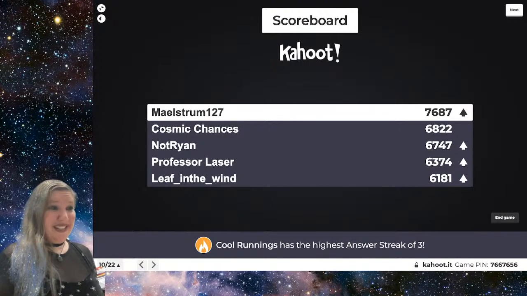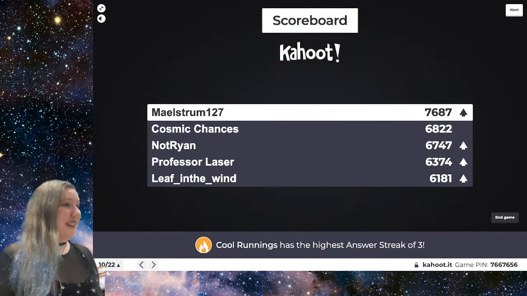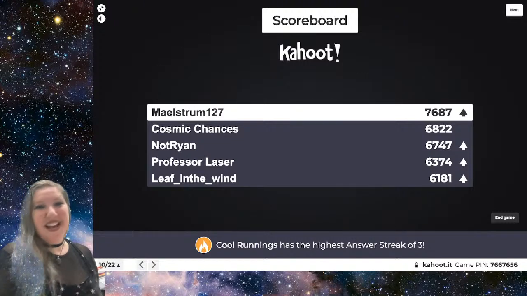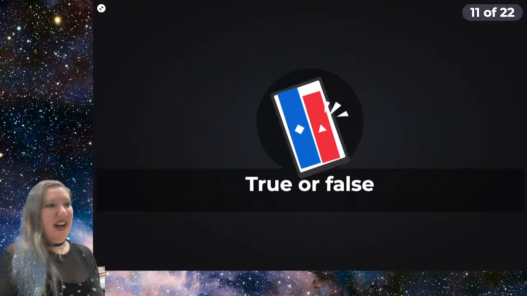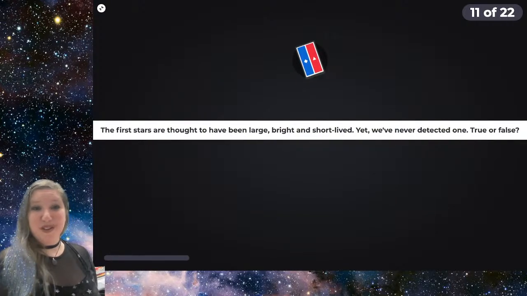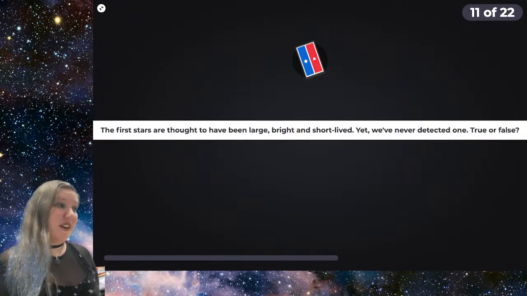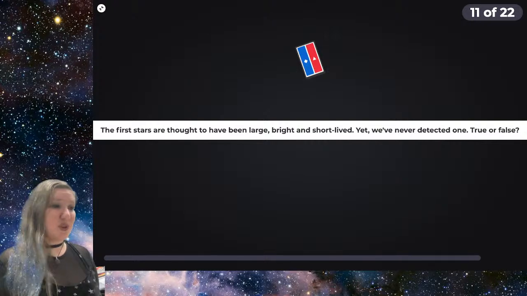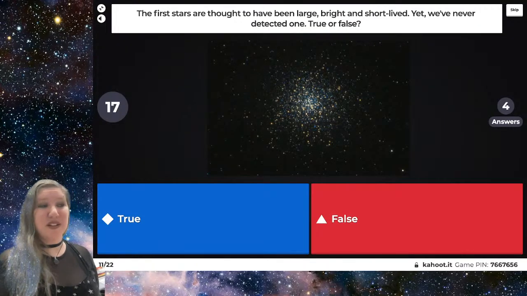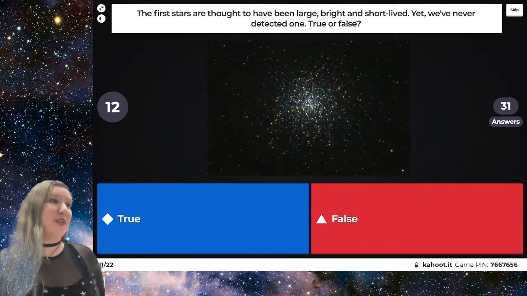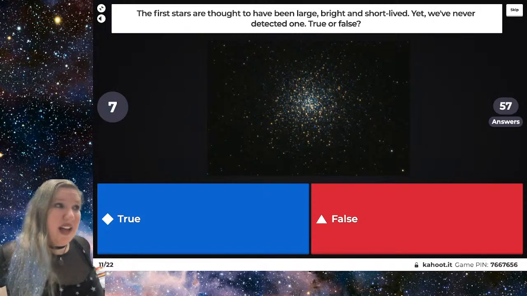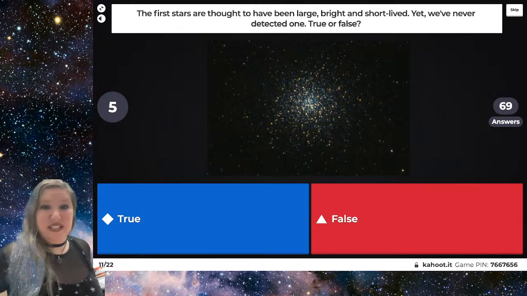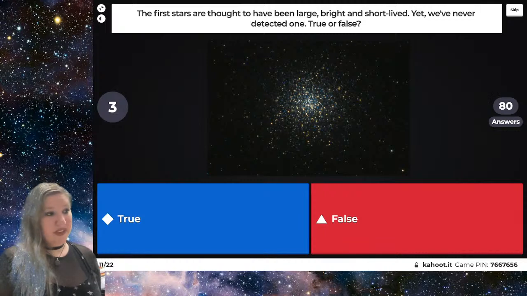Looking at the scoreboard again, it's a fight to the finish between Maelstrom 127, who has snuck back into first place, and Cosmic Chances, who's now moved into second. Moving on to another true or false question. The first stars are thought to have been large, bright, and short-lived, yet we've never detected one. Is this a true statement or a false statement? Is this true or is this false?